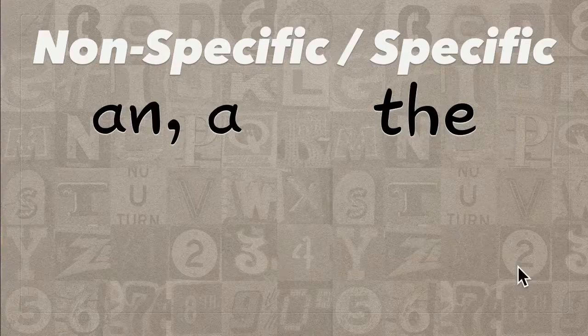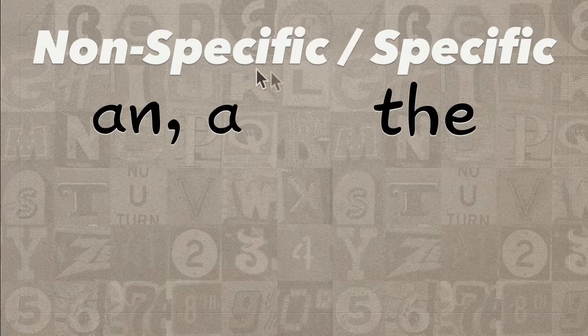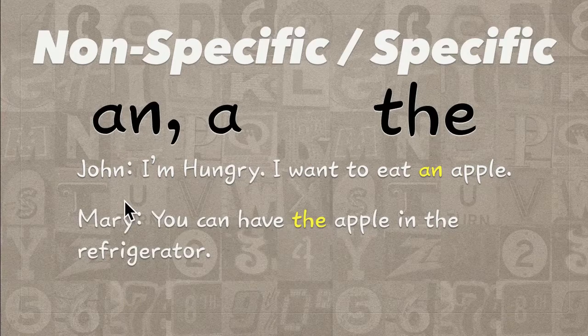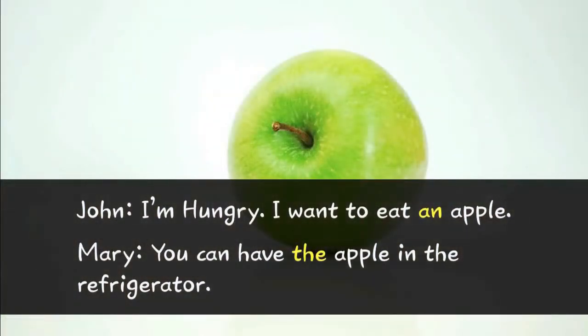But what are the other rules? Also, an and a is used for non-specific words, and the is used for more specific ideas. For example, again, John and Mary are having a conversation. John says, "I'm hungry. I want to eat an apple." This could be any apple. It's not specific. It really doesn't matter. And Mary replies, "You can have the apple in the refrigerator." The apple is a specific apple. It's one specific apple. Where? In the refrigerator. The only refrigerator in the house. So from non-specific to specific.